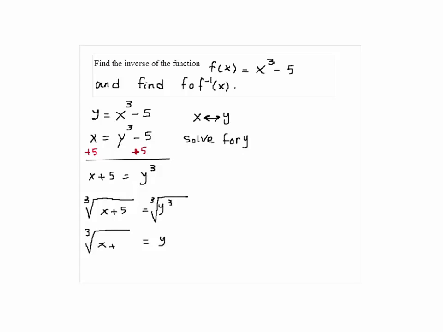So here we have y is equal to cube root of x plus 5. So we can write this as the inverse, that's the symbol we use for inverse. Inverse of x then would be equal to cube root of x plus 5. If you can follow up to this point, can I see a check mark next to your name, please? Okay, great.